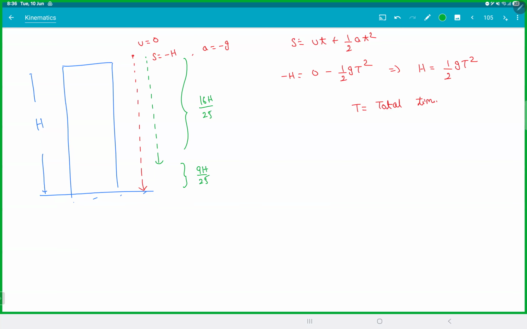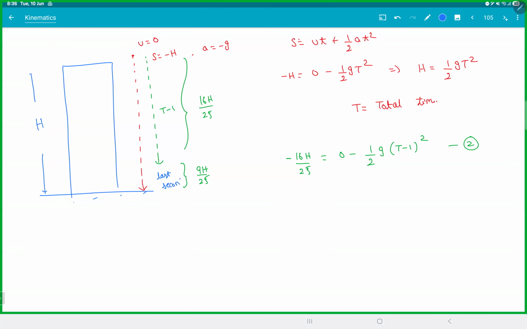So in time t, you traveled h. In time t minus 1, you must have traveled 16h by 25. So if I use the equation, minus 16h by 25, u is 0, minus half g, the time will be t minus 1 whole square. This is your equation 2. Are the steps clear, everyone? For time t, you have traveled h, and for time t minus 1, you traveled 16h by 25, because in the last second you traveled 9h by 25. So the balance you must have traveled in this, and you're done.